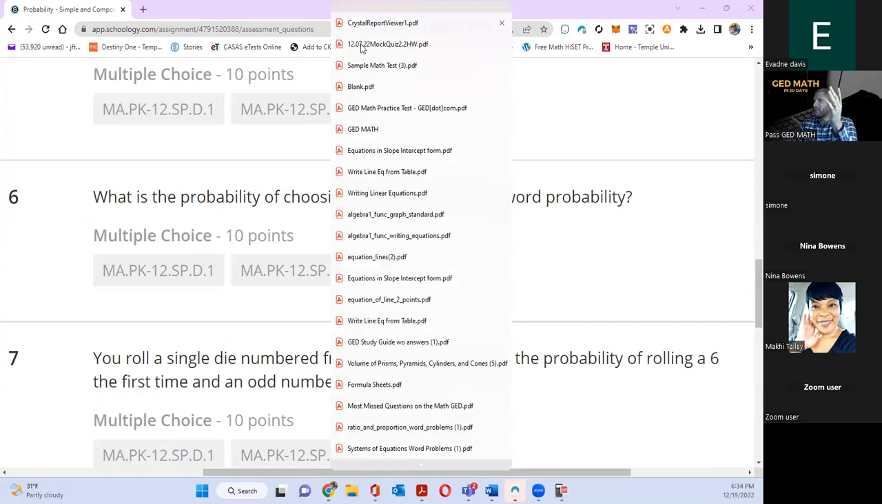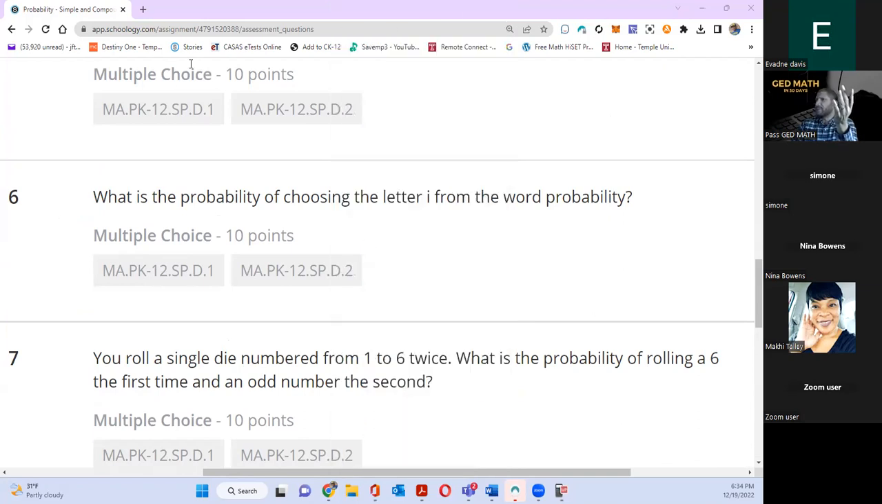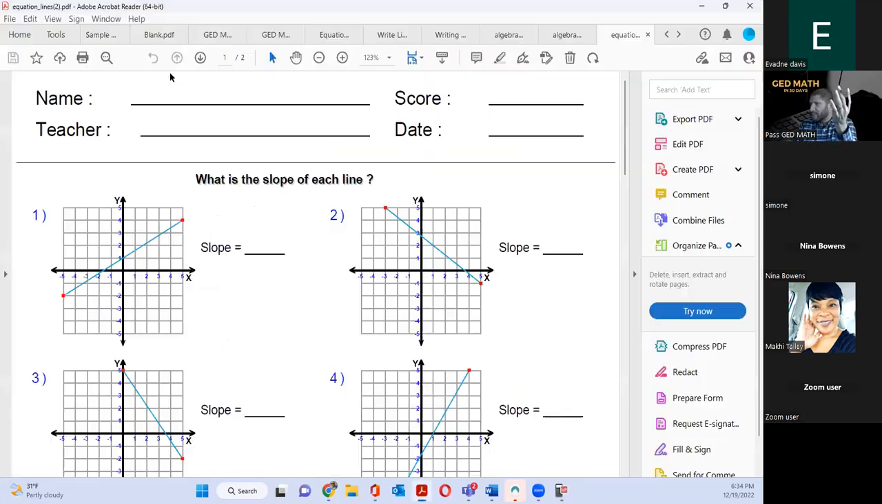Where'd you go? I don't know why I can't find it here. GED study guide. I have so many things open.